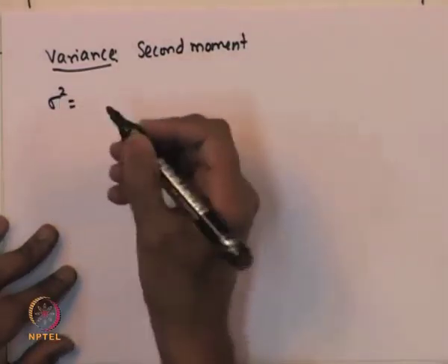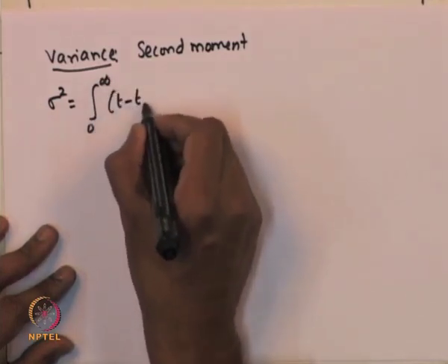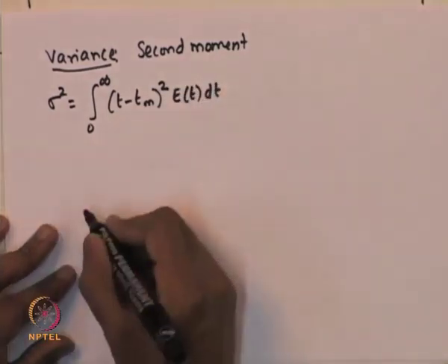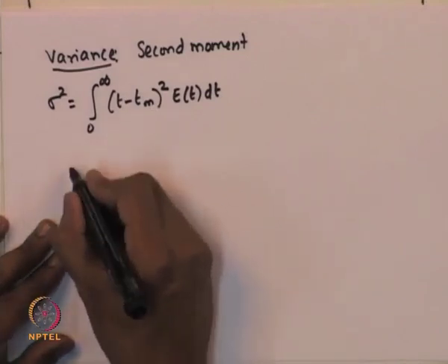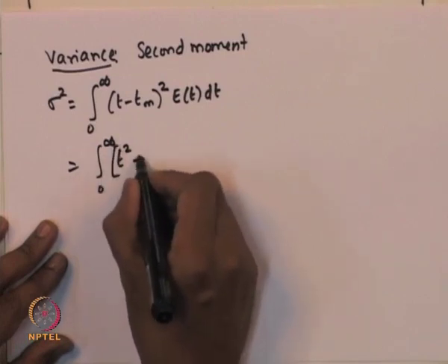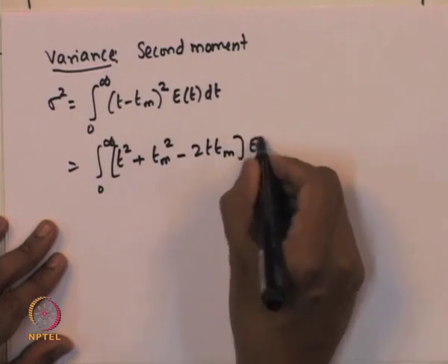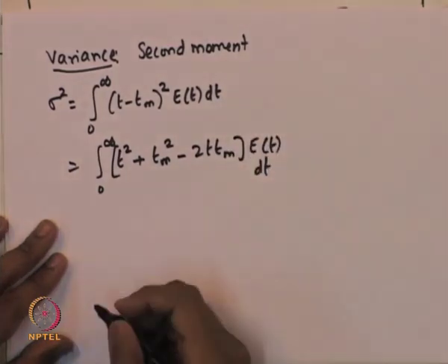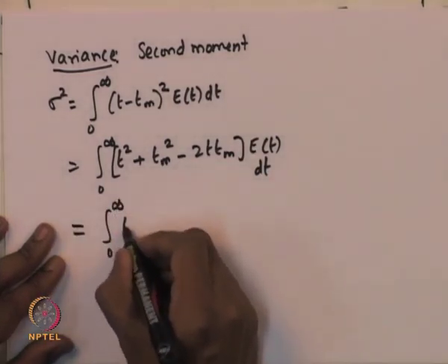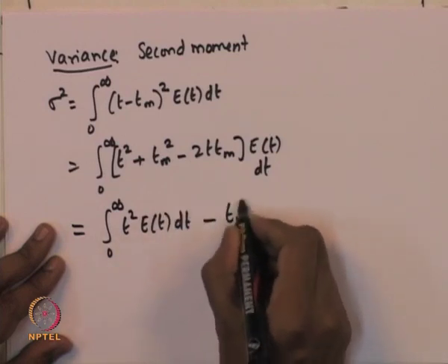So, the sigma square, which is the variance, is given by the integral from 0 to infinity of (t minus T m) square into E of t dt. Now if we expand this square term, we can write it as the integral from 0 to infinity of (t square plus T m square minus 2 into t into T m) into E of t dt. That is nothing but the integral from 0 to infinity of t square E of t dt minus T m square.